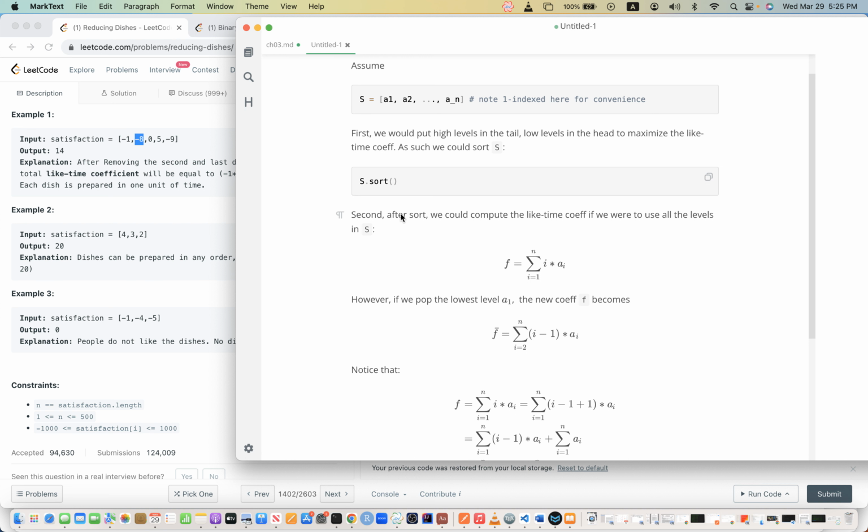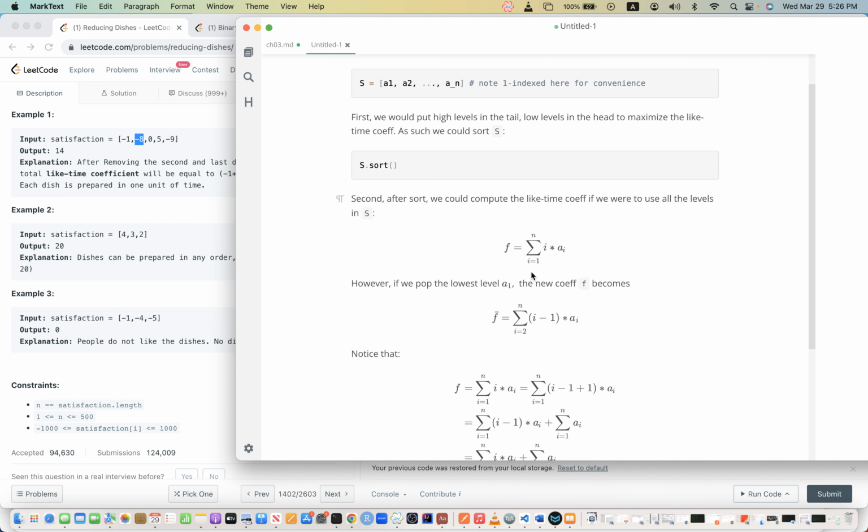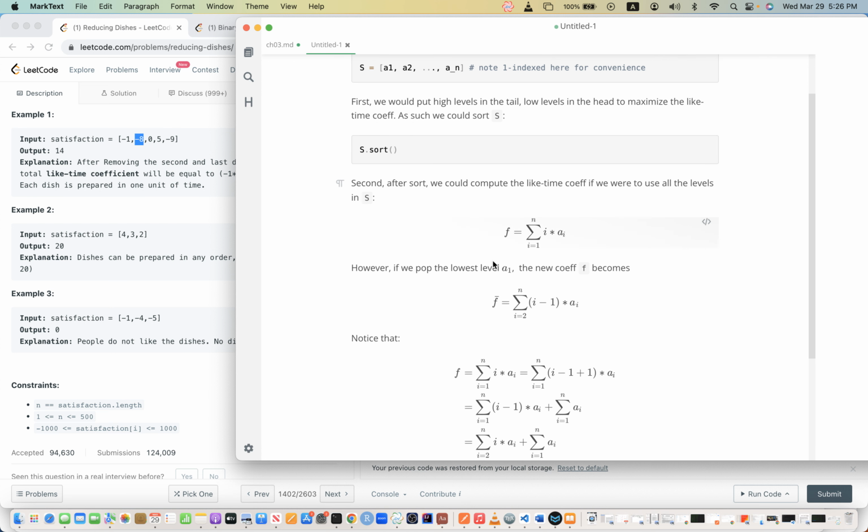And the second part is that after the sort, we could compute the like-time coefficient if we were to use all the levels in S. This is nothing but i times Ai, then do summation. Here i starts from 1 because the first dish uses 1 time unit. So we get the summation of i times Ai, for i from 1 to n. This is the initial score if we compute it like this.